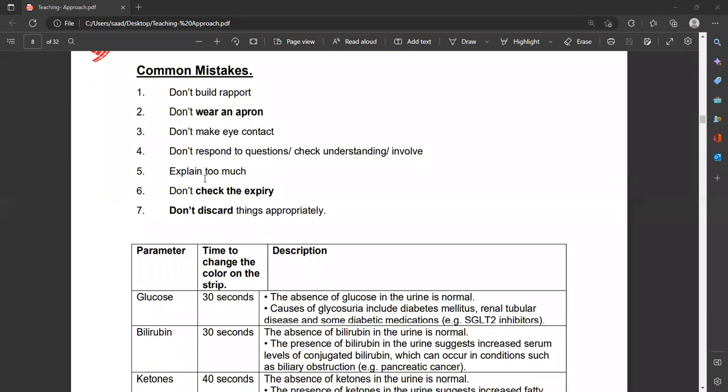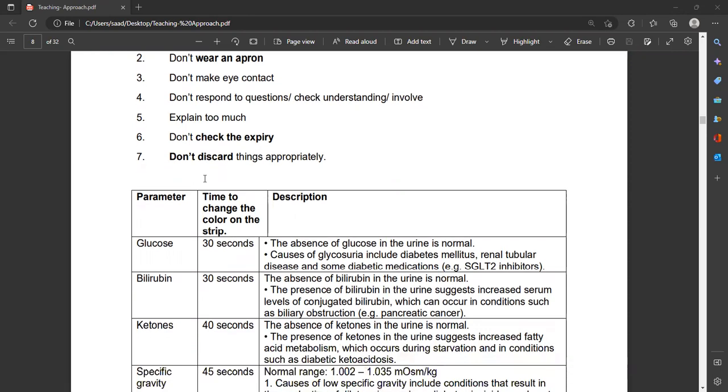People explain too much. They start explaining in the beginning about the different colors, brown color, dark color, red color. They start explaining about cloudiness, about sweet odor, about everything. No, your task is to teach. Your task is not to teach abnormalities. What does the black color mean? What does the dark color mean? It is not your task. Everyone knows, they are doctors. They know what the dark color means.